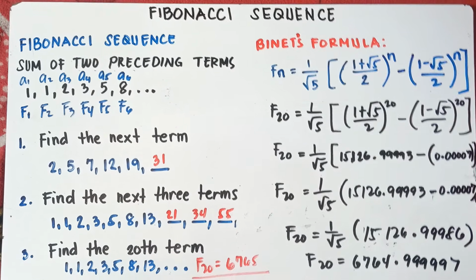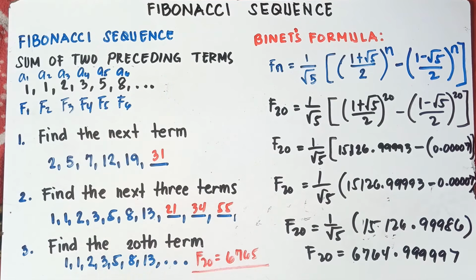Alright, so your answer, class, must be a whole number. Since we're adding the terms and the terms are whole numbers, we need to round it off to the nearest ones. So after 4 is 9, therefore we can round it up into 6,765. You will get the same answer, class. Alright?